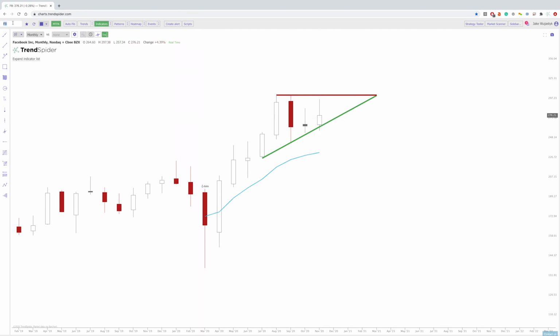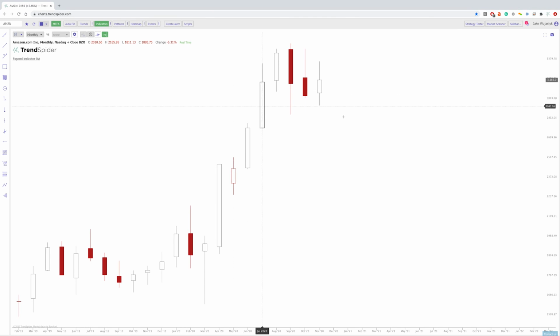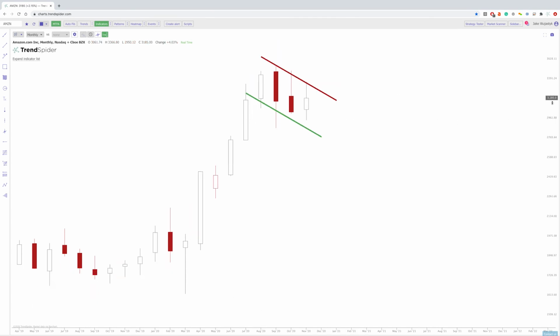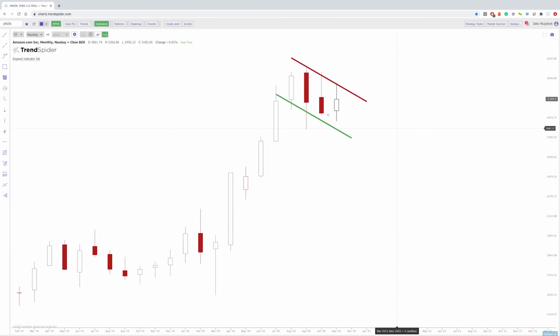Now going into Amazon, we do have the same type of thing. We have this flag forming here. Now we do have some wicks kind of invalidating this bull flag, but I'm really more paying attention to the bodies here and the fact that these bodies are really forming this flag. So let's see what happens going into the next few months.